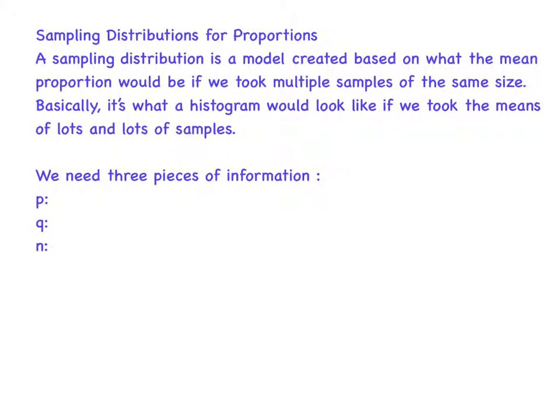So a sampling distribution for proportions is created based on what the mean proportion would look like if we took multiple samples of the same size. So basically it's what a histogram would look like if we took the means of lots and lots of samples, like hundreds or thousands of them. And they all come out looking pretty unimodal and symmetric, pretty much like that normal model. And more so if we have a higher sample size.